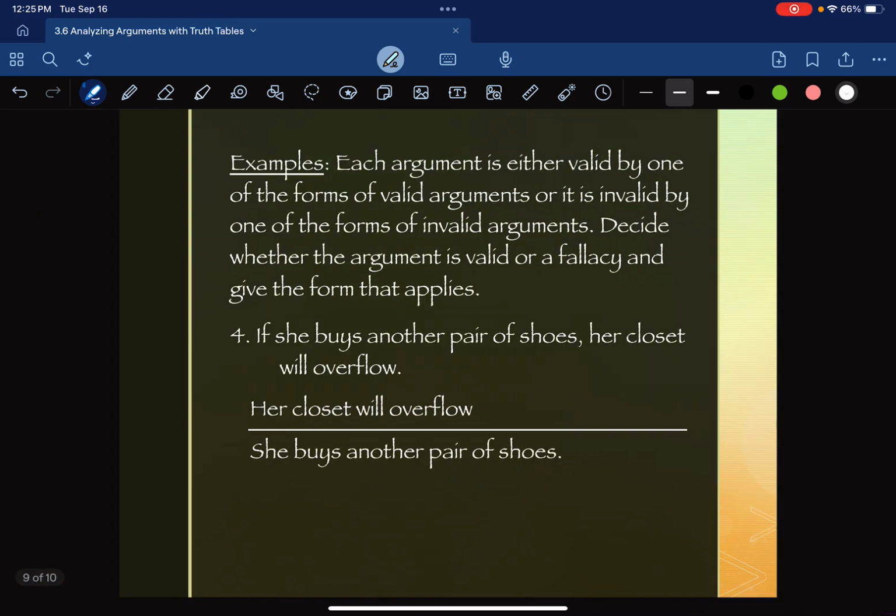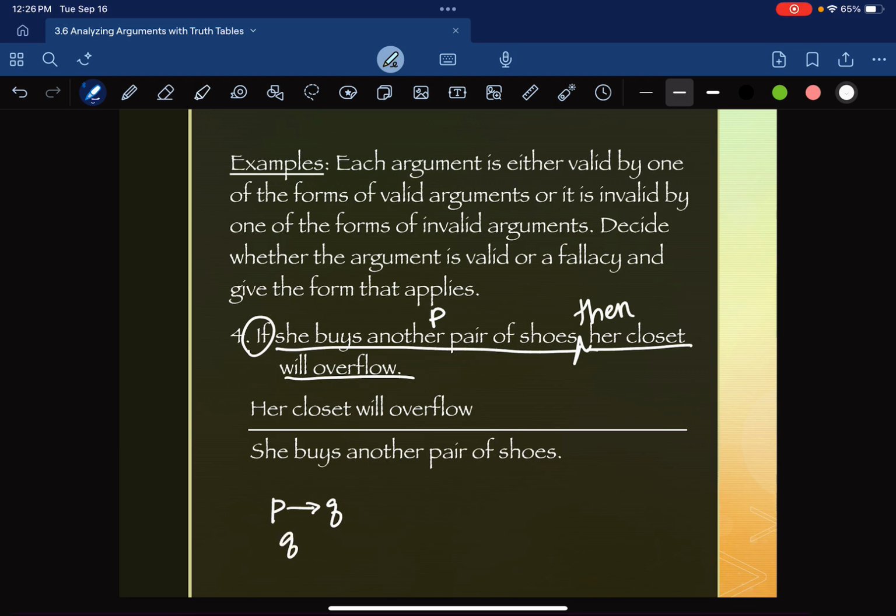So when we're looking at this, this says if she buys another pair of shoes, her closet overflows. So she buys another pair of shoes is a statement, P. Her closet overflows is a statement, Q. Here's the if. There's an understood then right here. So this is a line that says P implies Q. The second statement says her closet will overflow. Well, that's what we said Q was.